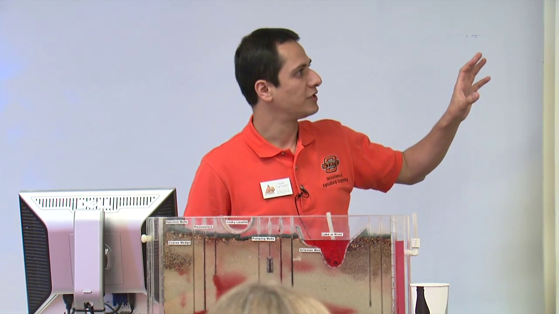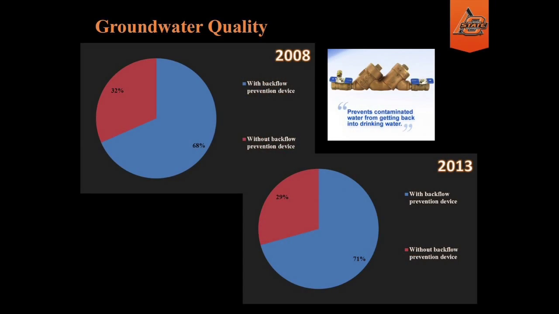Now, backflow prevention devices. 2008, 68% of irrigation wells in Oklahoma did not have a backflow prevention device. 2013, 71% of them did not have a backflow prevention device. So still the same situation. This is something that we really need to take serious if we're interested in the quality of groundwater resources.